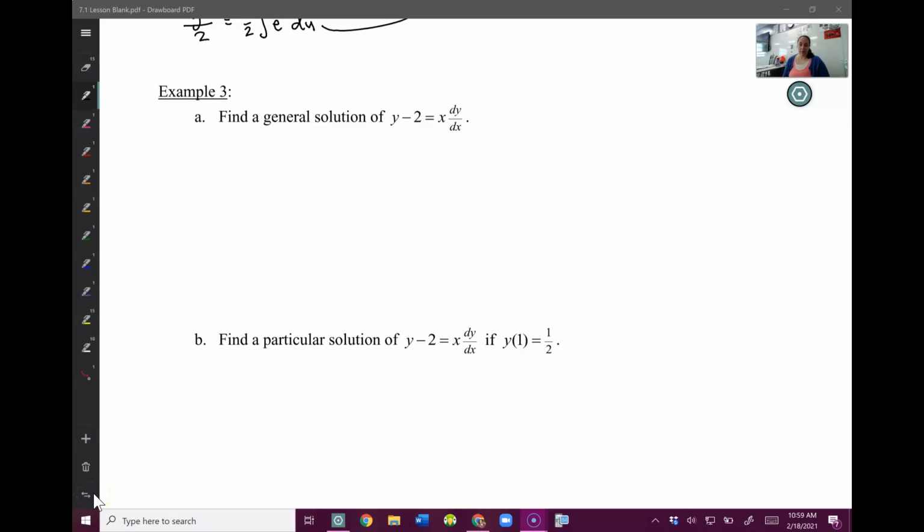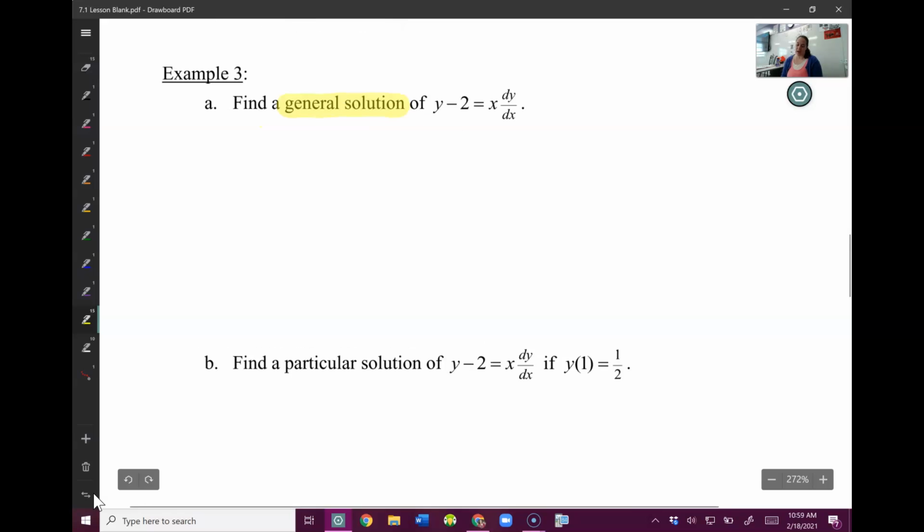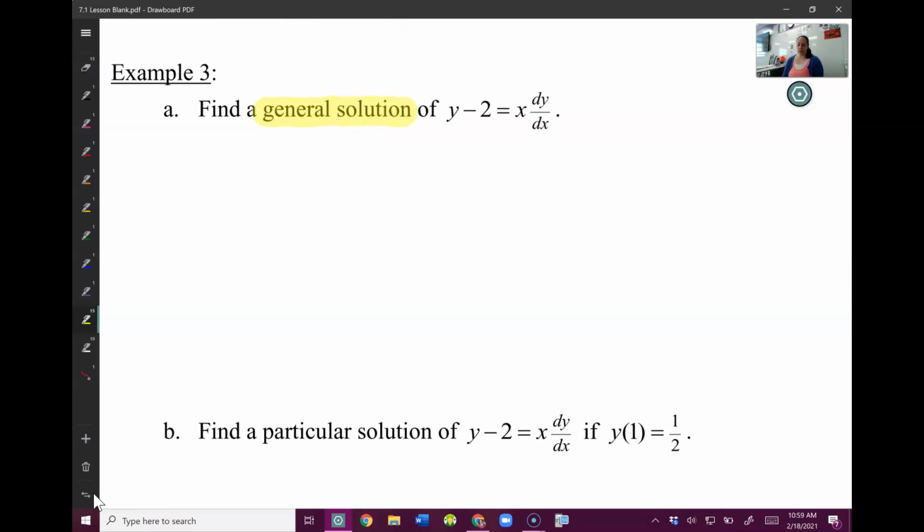Let's try example number 3. Find a general solution. Let's pay attention to this: there's no function in here, there's no y equals f of x, which means we do not need to solve for y at the end. So that's nice. Find a general solution of this.